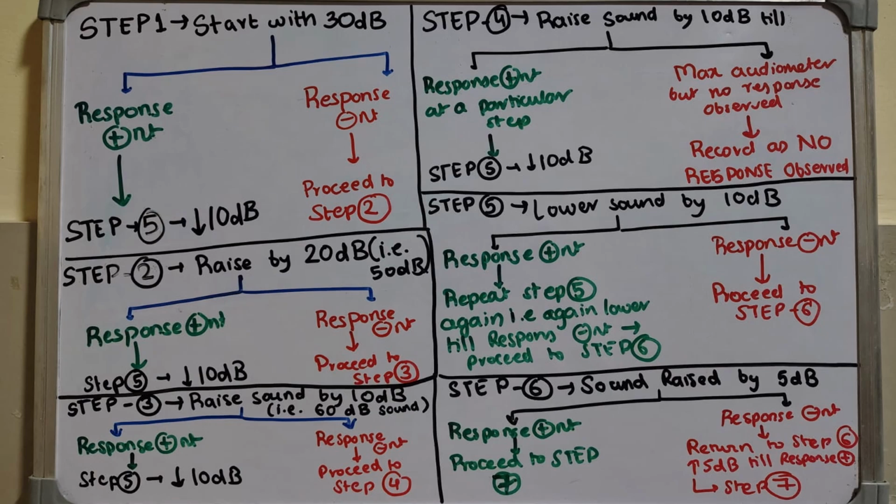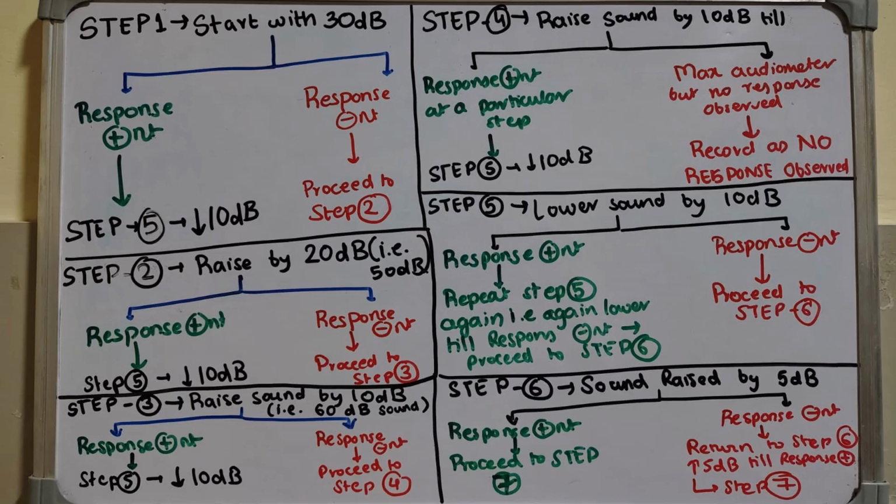Now, we were at step 1. If the response is absent, we proceed to step 2. That is, step 2 is raise by 20 decibel. We initially raise more: from 30 we go to 50, and from 50 we go to 60. We check whether the response is present or absent, and if the response is absent, we go to the next step. Again, increase by 10 decibels from 30 to 50 to 60 to 70 to 80 in step 5.